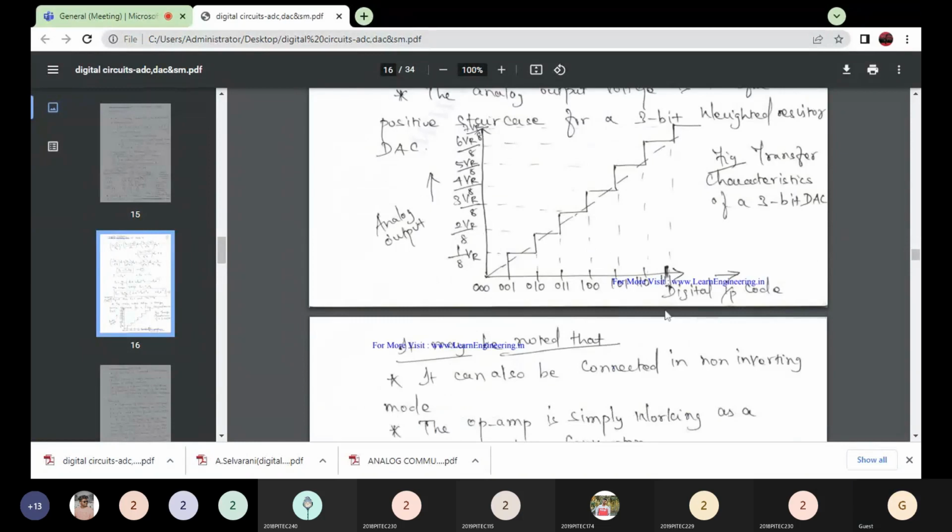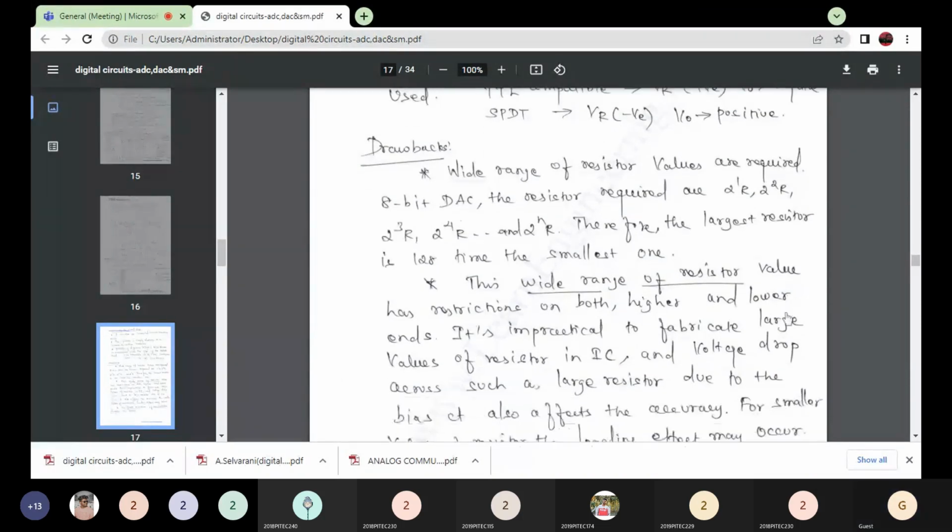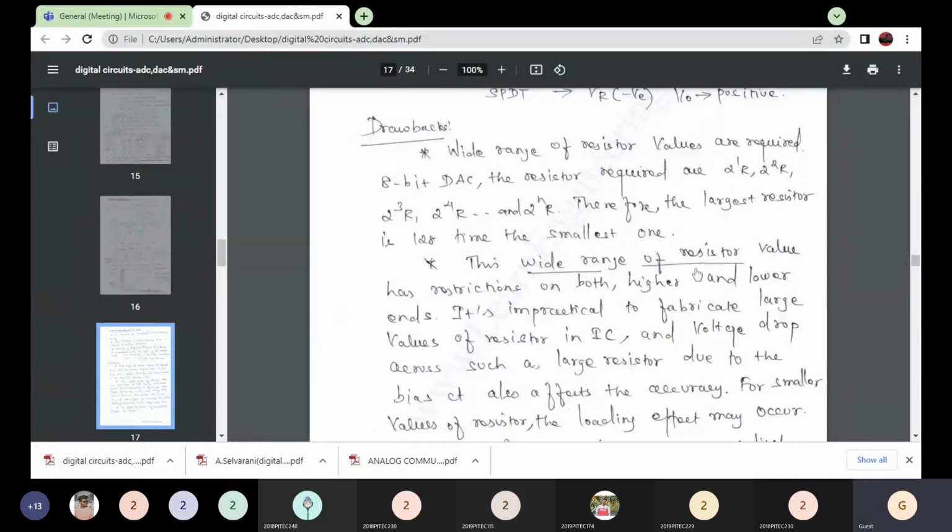So the drawback of this converter is that at one end we have small resistor values, and at the other end the resistor value is very large, so we need a wide range of resistors. We all know that large values of resistor are very difficult to fabricate. It is impractical to fabricate large values of resistor in an integrated circuit.